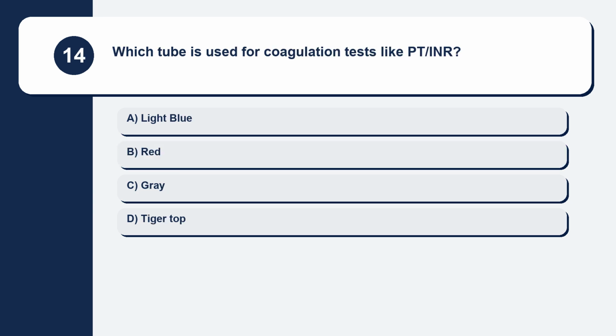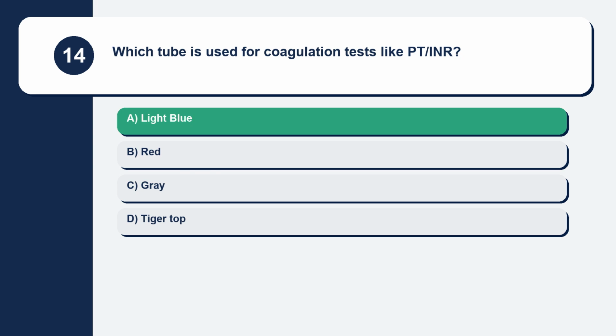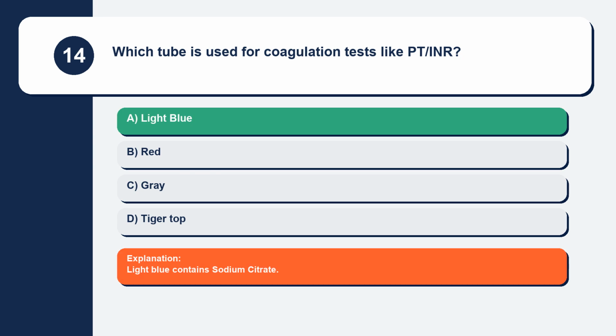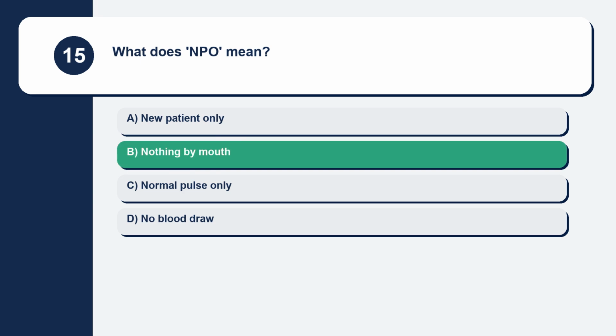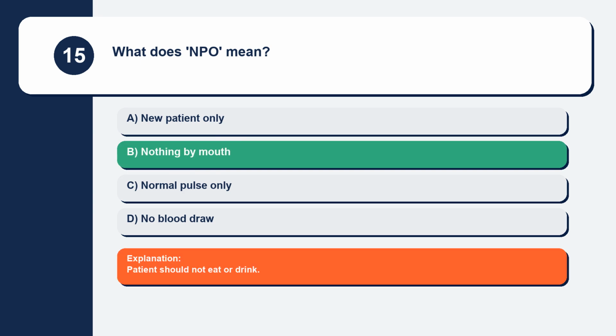Question 14. Which tube is used for coagulation tests like PT/INR? Light blue, red, gray, tiger top. Light blue contains sodium citrate. Question 15. What does NPO mean? New patient only, nothing by mouth, normal pulse only, no blood draw. Patient should not eat or drink.